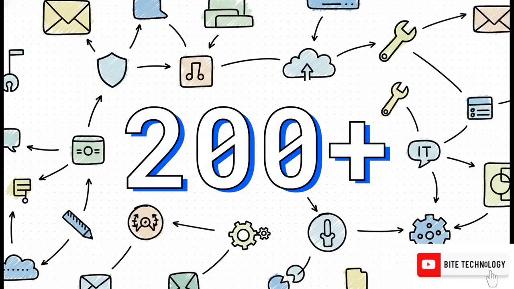And check this out, over 200 integrations. What does that mean for you? It means Tenable can plug right into the other security tools you're already using. This lets you automate your workflows and respond to threats way faster.